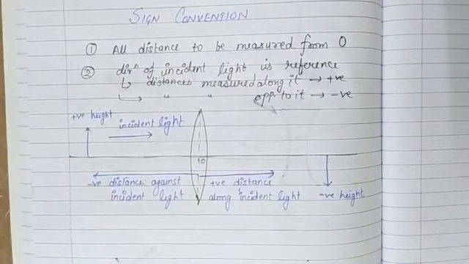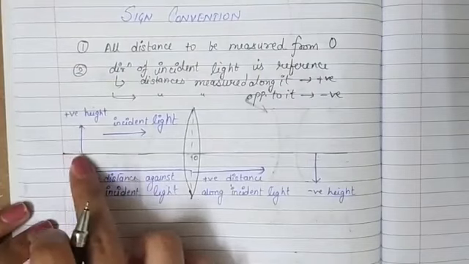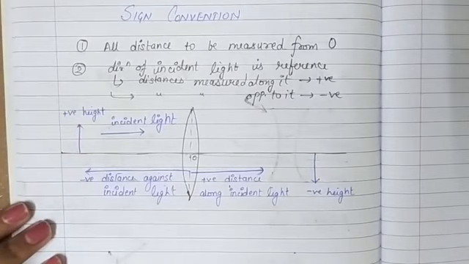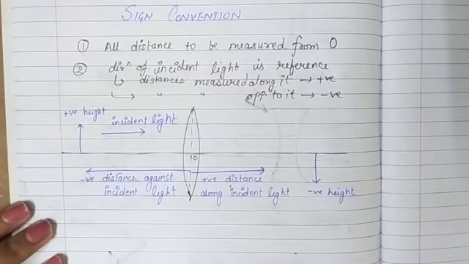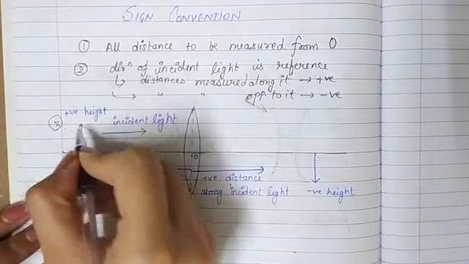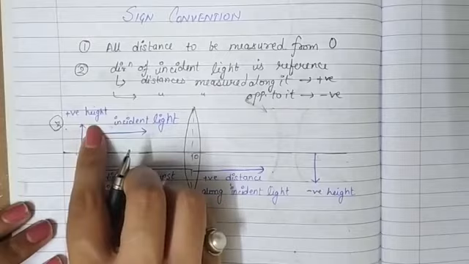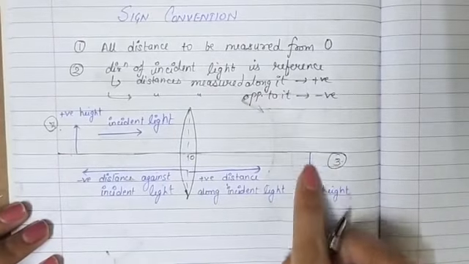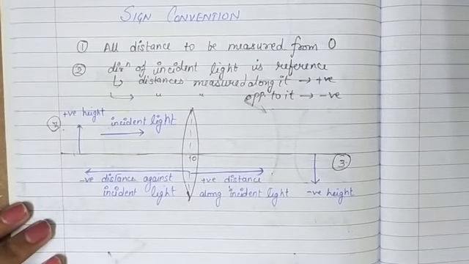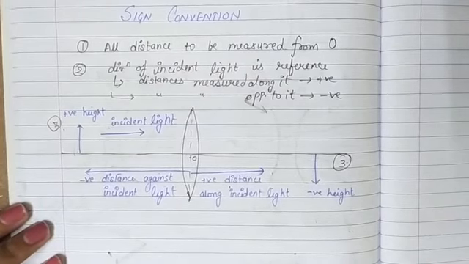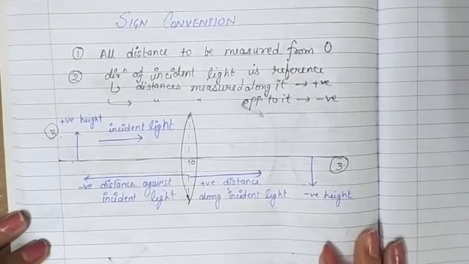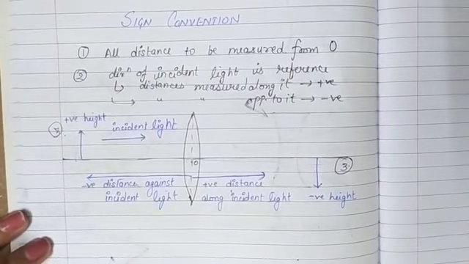Now the next point is for the height. Height is measured either above the principal axis or below the principal axis. If height is measured upwards and perpendicular to the principal axis, then it is taken as positive, while if height is measured downwards and perpendicular to the principal axis, it is taken as negative. So these are the three points that we have to keep in mind while measuring the distances. This is the standard sign convention that we follow while studying ray optics.